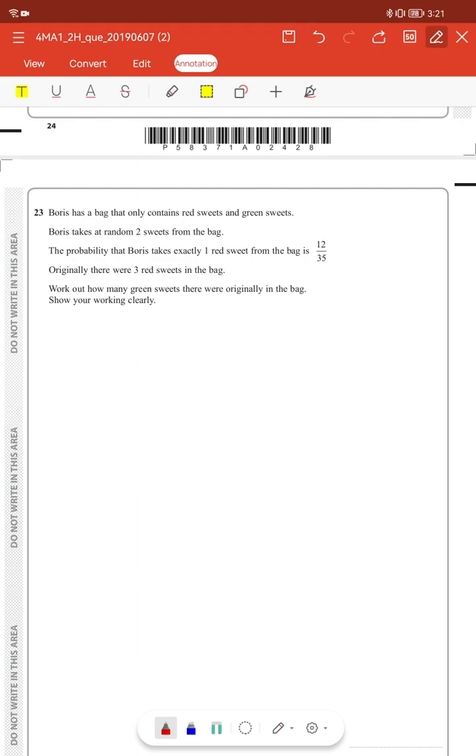So if he was to take out 2 sweets from the bag, let's say his first sweet was red, that means he has to pick a green sweet, which means x minus 3 are the green sweets, and now he has 1 less sweet. But there are 2 ways that he can do this. So we need to add, well, what if he picked a green sweet first and a red sweet second? And that would equal 12 over 35.